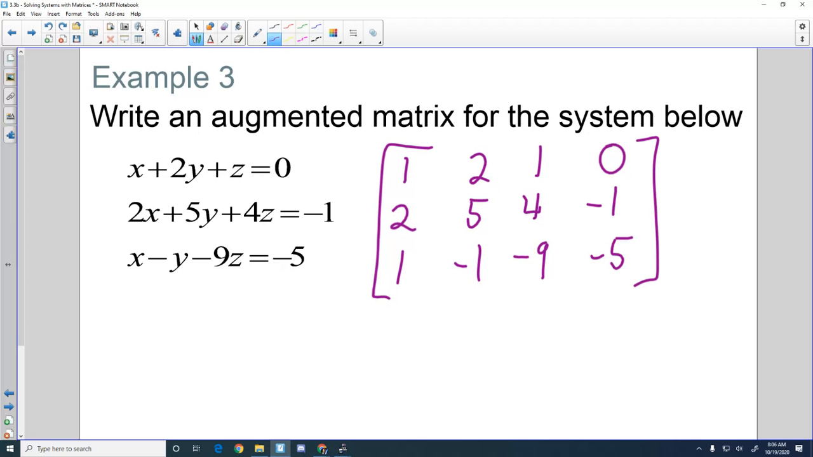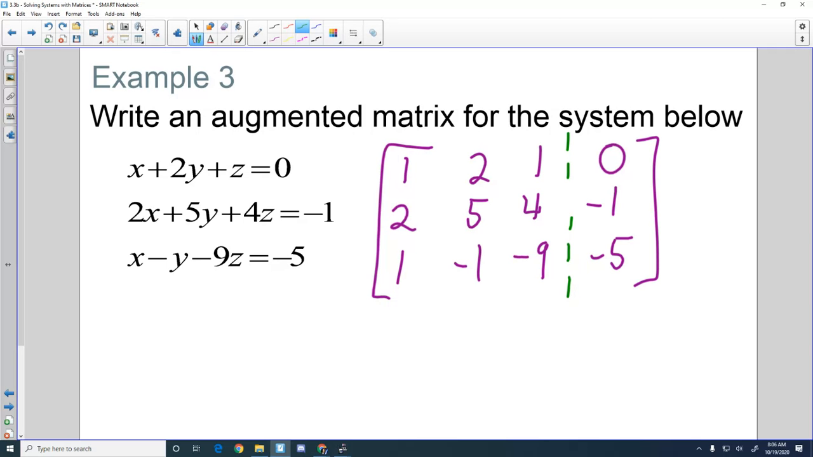All right, when you write these out, if you'd like to put in the dashed line, you can. It's not needed. We are going to be typing this into a calculator eventually, and you're not going to need that dashed line. It's not going to show up there on your screen. So that's your augmented matrix.